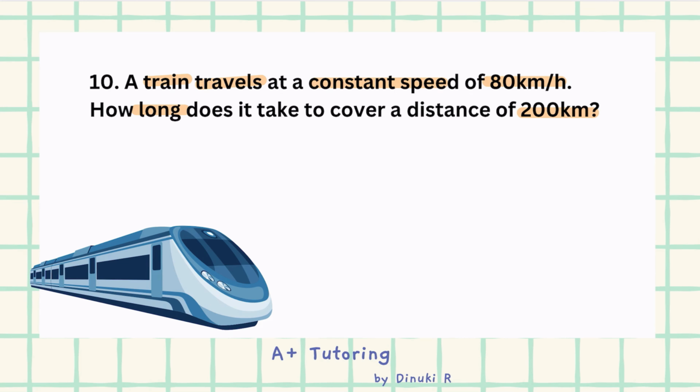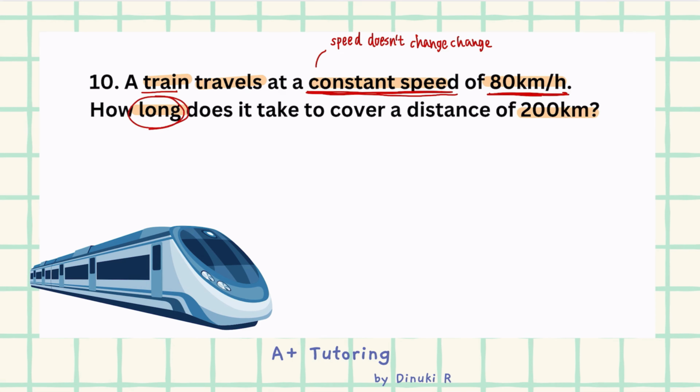Okay, let's dissect it. So we know we're dealing with a train. We know that it travels at a constant speed. What does constant speed mean? The speed doesn't change, right? It'll stay at a certain speed throughout the journey. And we know that particular speed is 80 kilometers per hour.